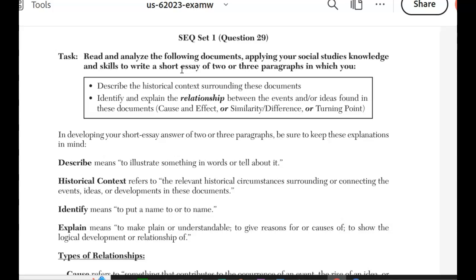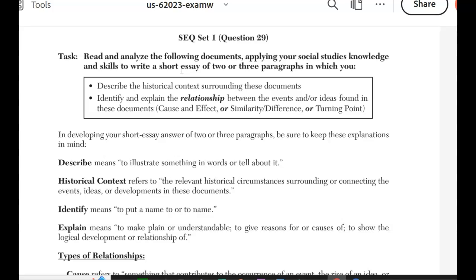And then second, you have to identify and explain the relationship. So you must say in the second paragraph what the relationship is. Pick one of them. It could fall into more than one category. That's okay. You just have to pick one of them. And then you have to explain why it's that relationship.